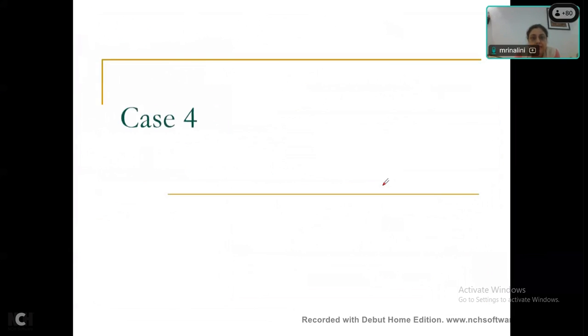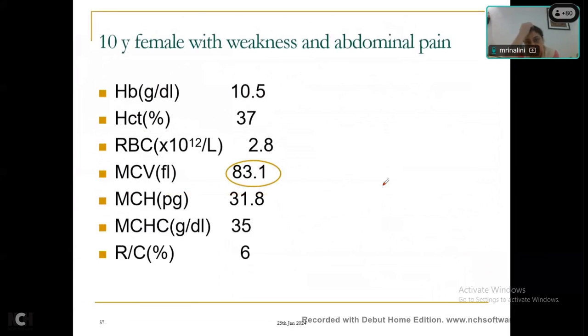So coming to the next case, which is a female with weakness, and I would request Dr. Vineet from RMN to discuss this case. Dr. Vineet? Yes, ma'am. Okay, there's a 10-year-old female who presents with weakness and abdominal pain with a hemoglobin of 10.5, and she has a normocytic, almost normochromic picture and decreased red blood cells, and increased reticulocytes on the peripheral smear. So on this CBC, does it tell you anything that you are dealing with a hemoglobinopathy?